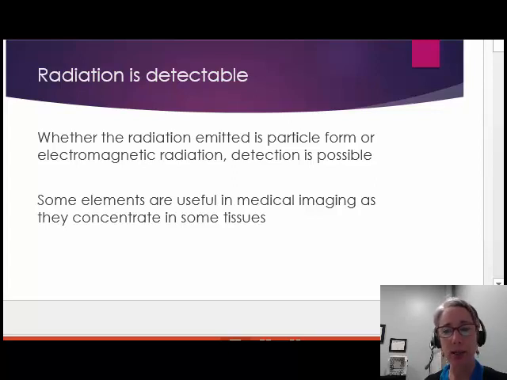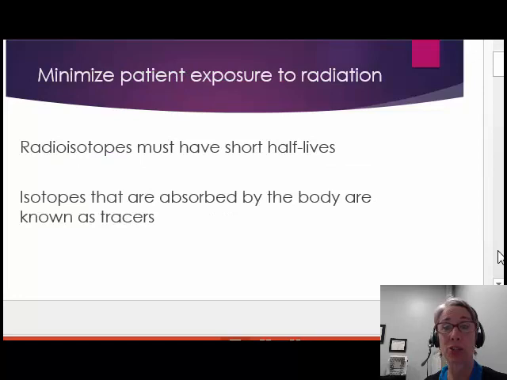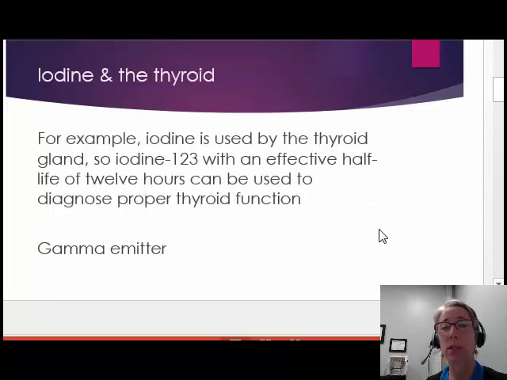Because radiation is detectable, radioisotopes are useful for imaging purposes. Some elements are useful because they concentrate in certain tissues. When isotopes are chosen for imaging purposes, they must have a short half-life to minimize exposure to radiation. Isotopes that are used for imaging purposes are also known as tracers.